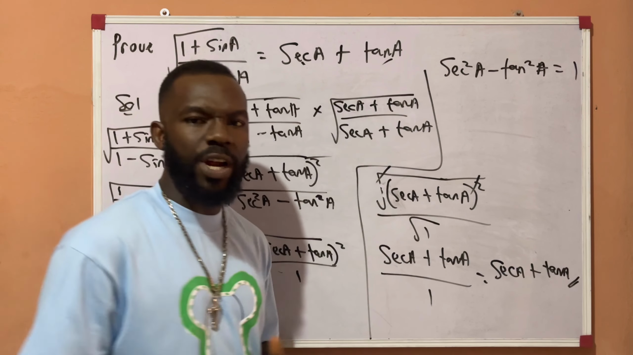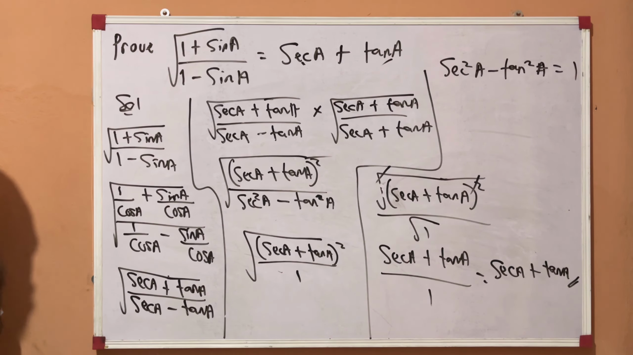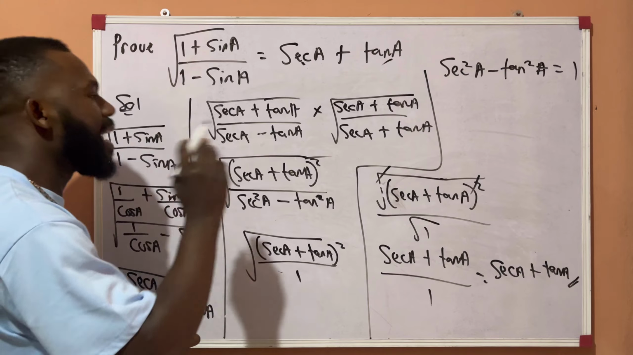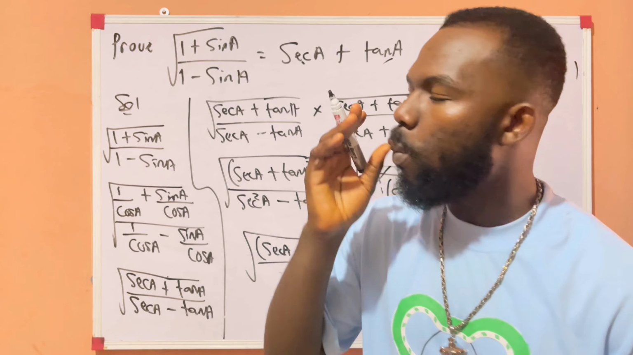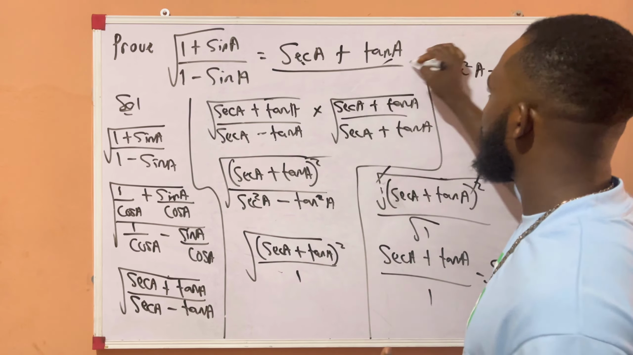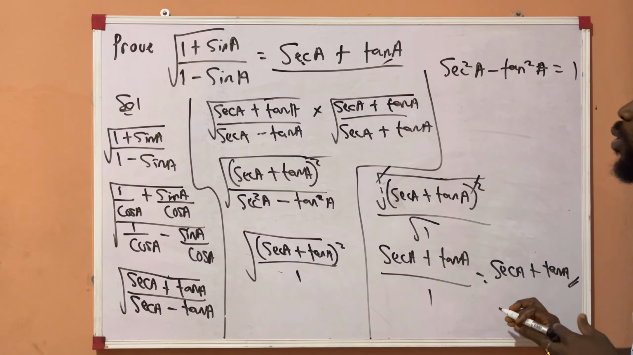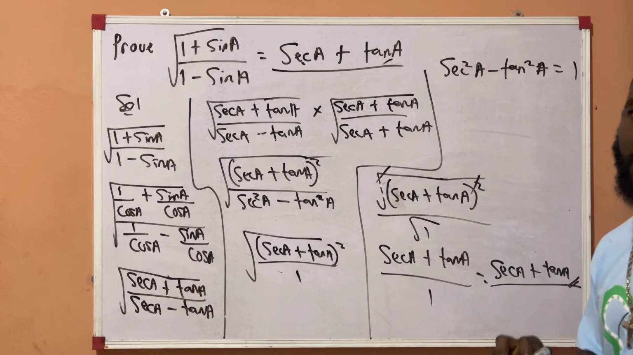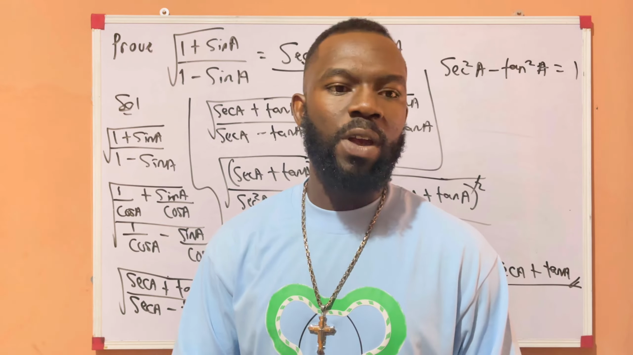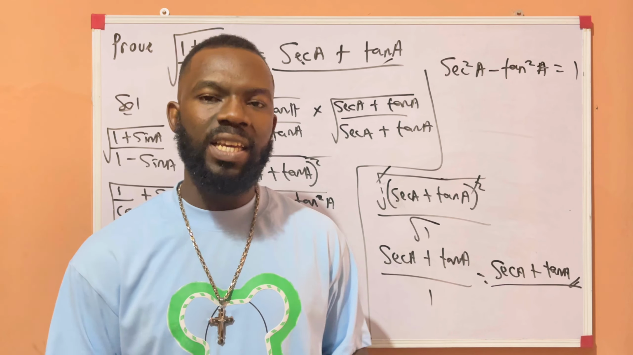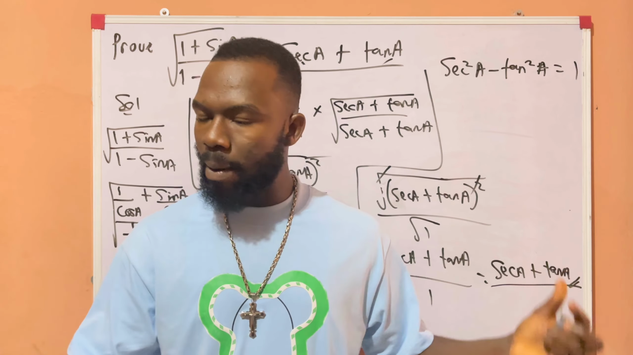And this brings us to the end of the question, which says, prove that the square root of 1 plus sin A over 1 minus sin A is actually equal to sec A plus tan A. So this is how you solve a problem like this.